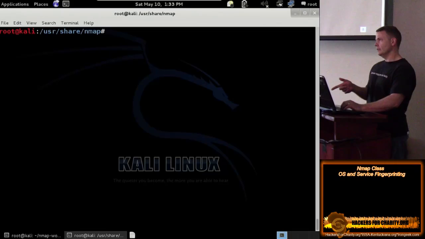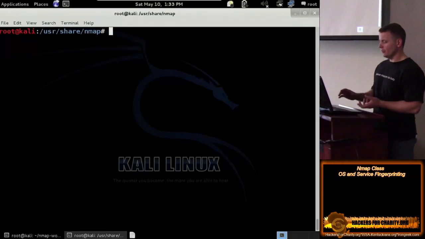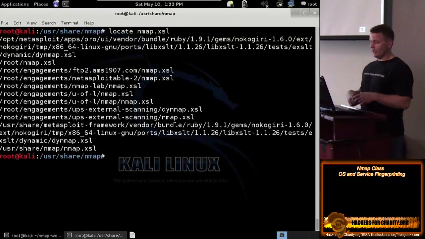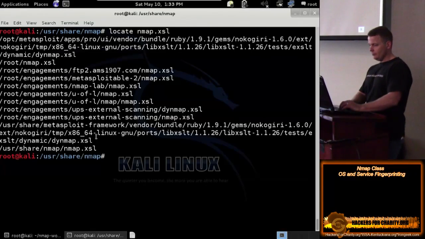To locate the nmap.xsl on your machine, you can use locate and then just type in the file name. Not just for this file, but any file pretty much in Linux. If that doesn't work, you can always update the database that stores the locations, with, I think, updatedb or something like that.